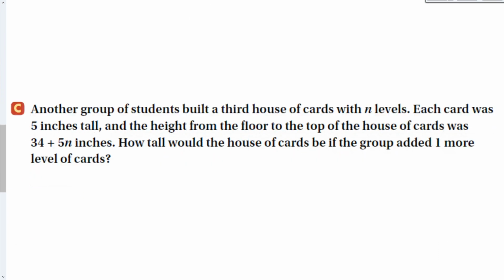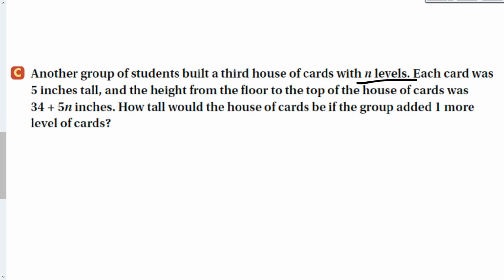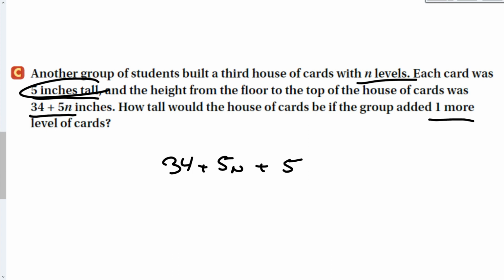And another group of students built a third house with n levels. And each card was 5 inches tall now. And the height from the floor to the top of the house of cards was 34 plus 5n inches. And if they're going to put one more, then again, we just need 5 more inches. So that's going to be 34 plus 5n plus another 5. And then, of course, hopefully you can see that those two, since they're just numbers, are like terms, something we'll talk about more later. So that gives me 39 plus 5n.